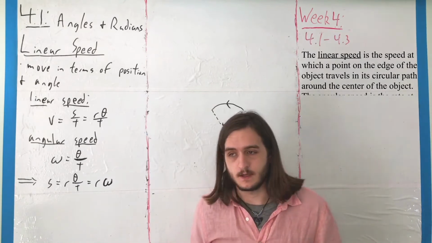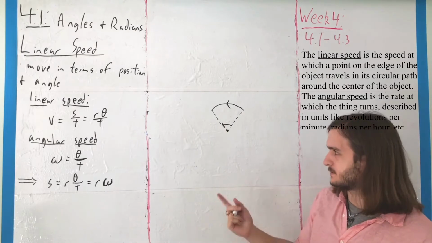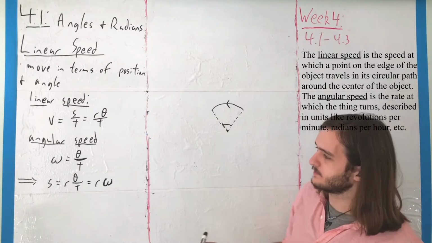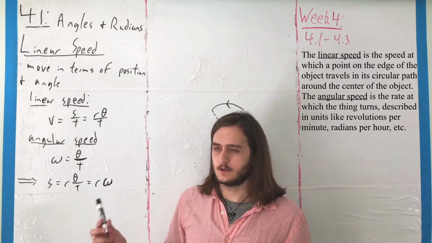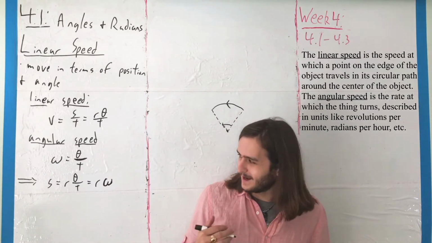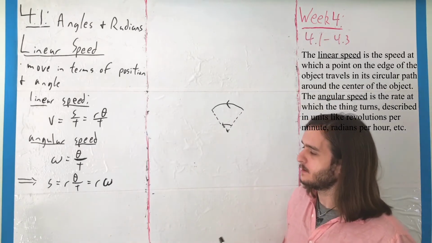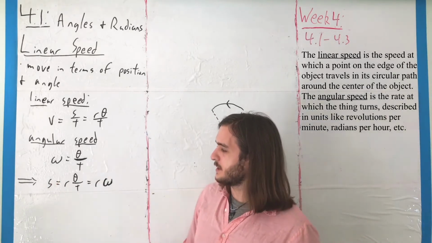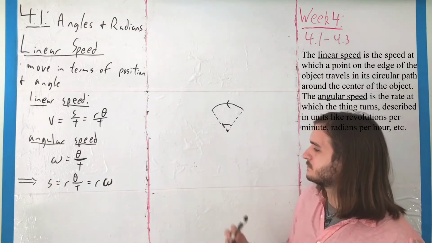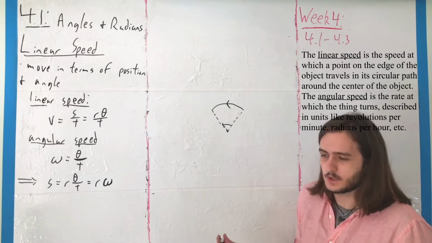And then angular speed, that is how fast its rotational position adjusts, which is given by the Greek letter omega. That's an omega, not a w, even though I am sure that I will get that wrong at some point this semester. But it is equal to theta, the angle, over t. So how much the angle changes over time.